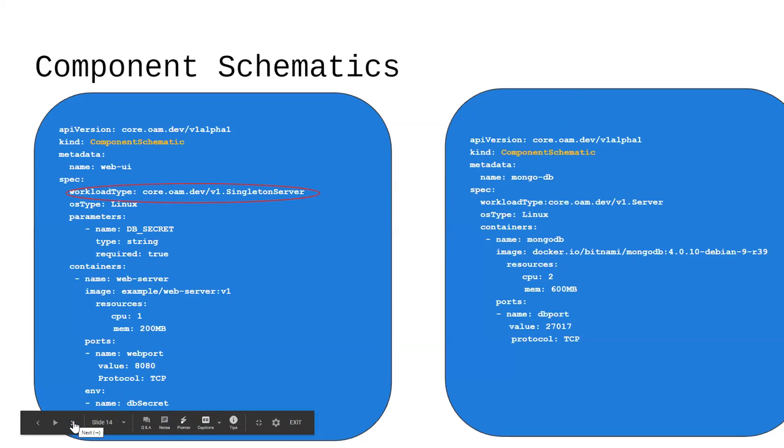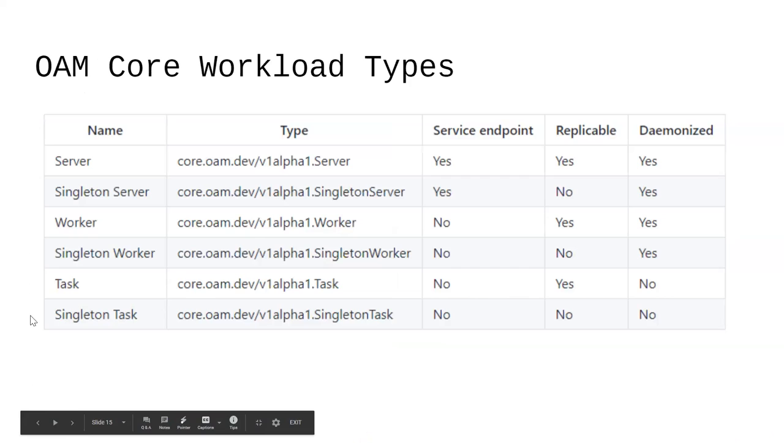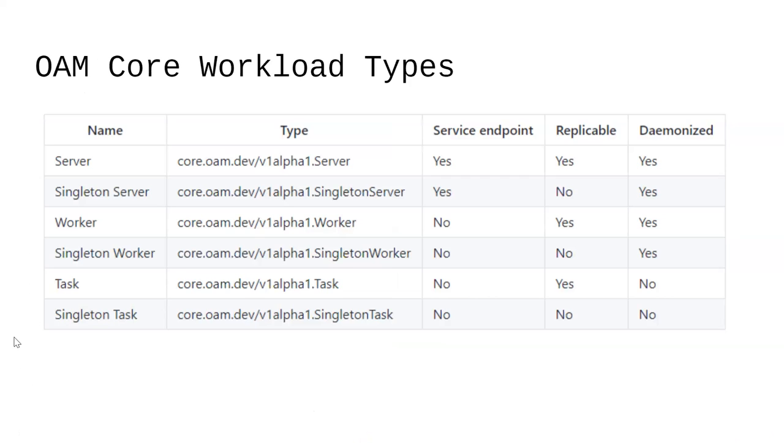So diving a little bit more into workload types. This is a concept that's specific to components. Right now we have six supported workload types in OAM: server, singleton server, worker, task, singleton task. And it's sharing a specific piece of information about how that component should be run. So for servers, we expect there to be a service endpoint and we expect it to be daemonized. And the main difference between those first two rows, again, is the number of replicas running.